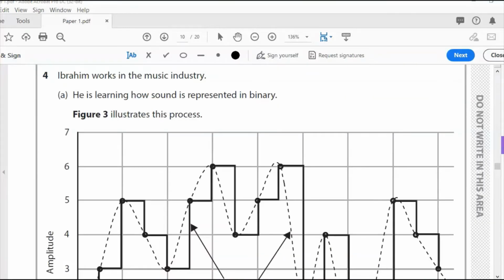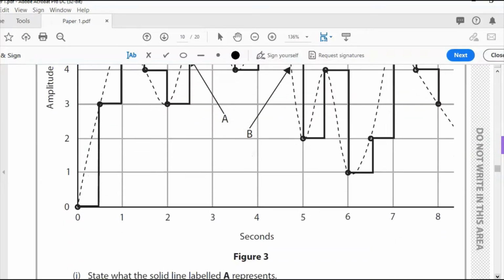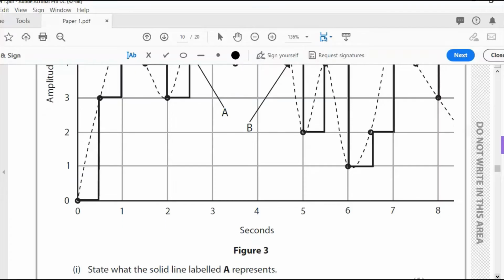Question 4. Ibrahim works in the music industry. He is learning how sound is represented in binary. Figure 3 illustrates the process. So here we've got figure 3, and we can see analog sound waves and digital representation. The analog sound waves are the curved sound waves there in the dotted line. Digital representation is represented with the squared off lines. And along the axis we've got amplitude and seconds. So on the y-axis we've got amplitude, and on the x-axis we've got seconds.